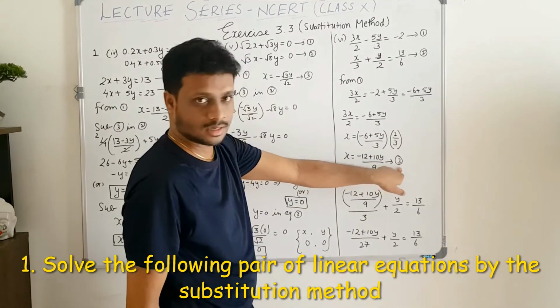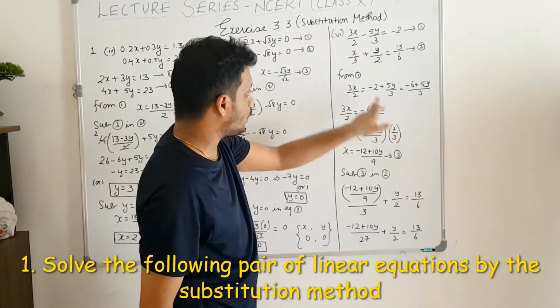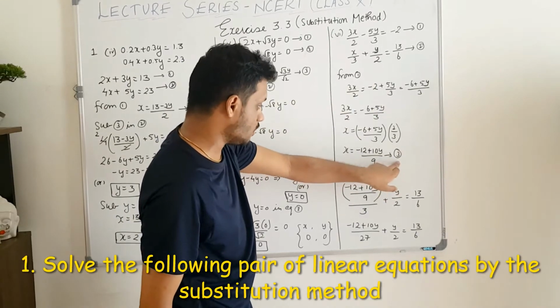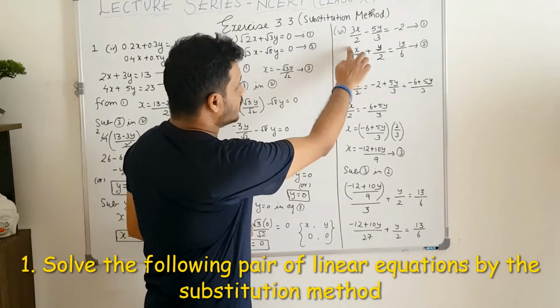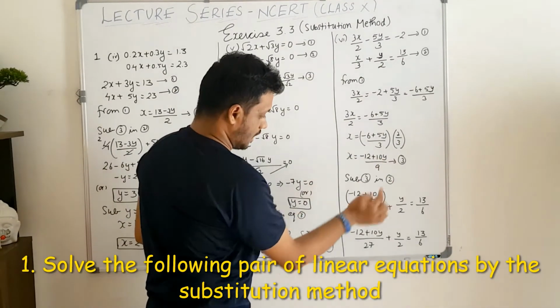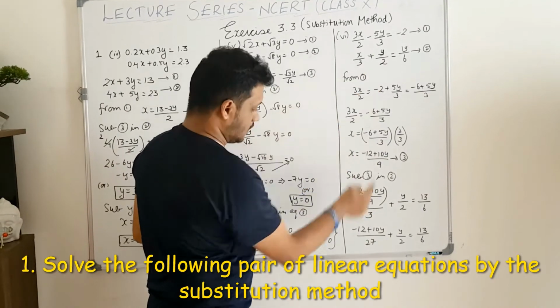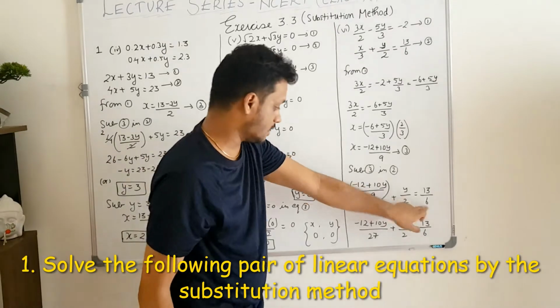So once I obtain the third equation, I substitute the third equation in the second, because I obtained the third equation from the first. So I'm trying to substitute 3 in 2. When I substitute 3 in 2, it is going to be x by 3. That is my second equation. So in place of x, I put minus 12 plus 10y by 9, which is written there. And there is a by 3, which is written here. Then we have y by 2 and 13 by 6 as usual.